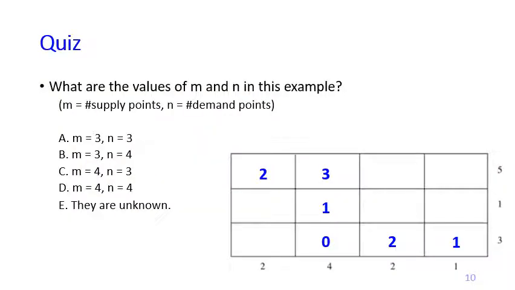So let me give you some quiz questions to check your understanding about this problem. The first one is, what are the values of m and n in this example, where m is the number of supply points and n is the number of demand points. There will be a pause on the video to give you the time to think about the answer for this question, and I will return after the pause. So the correct answer is B. We have 3 supply points and then we have 4 demand points.